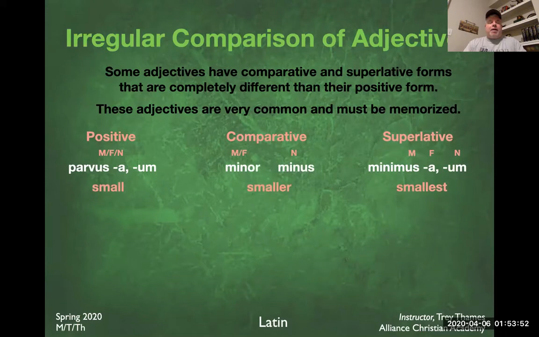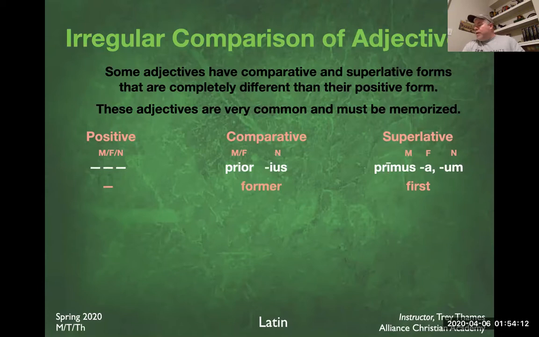All right, how about parvus? We learned that adjective meaning small. Minor, minus, meaning smaller. Notice we didn't just add an -ior, -ius. It's actually just an -or and a -us here: minor, minus, meaning smaller. And minimus, meaning smallest. And then we've got two more to go here.